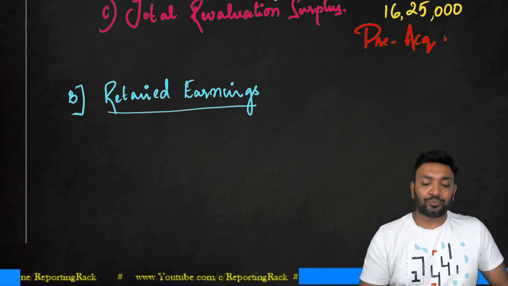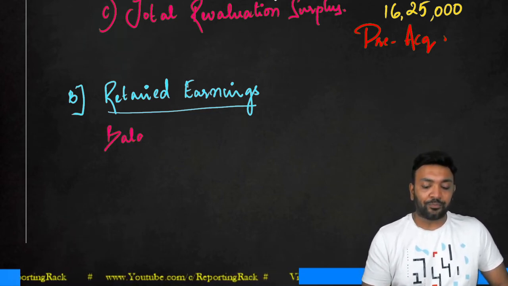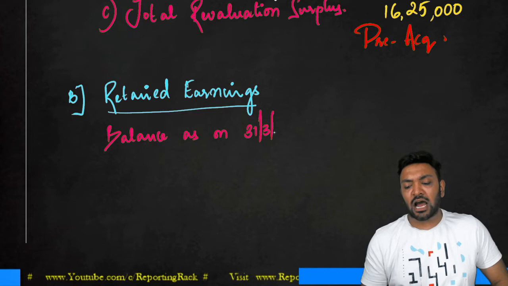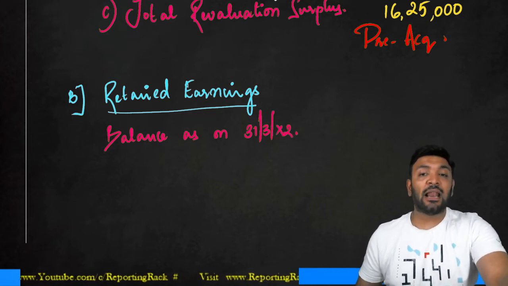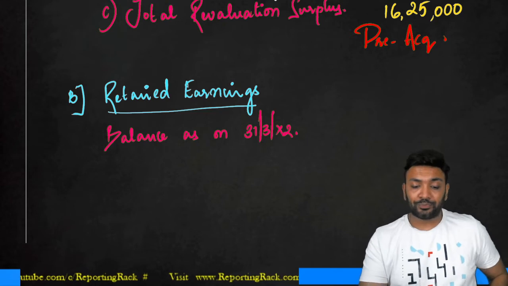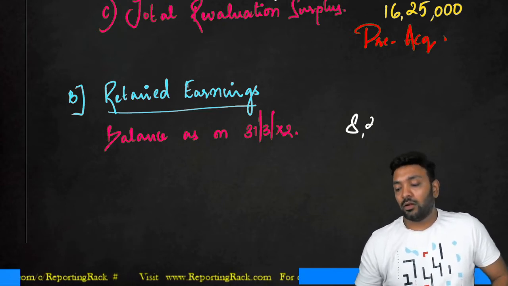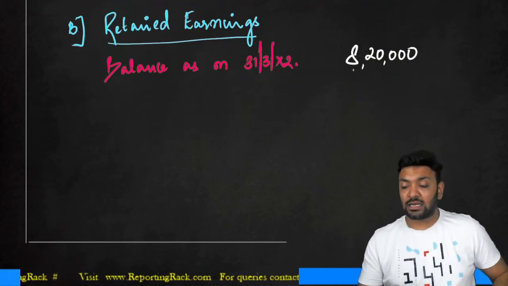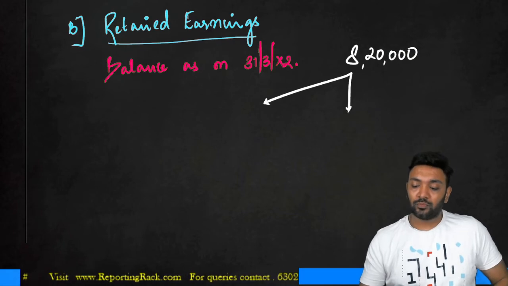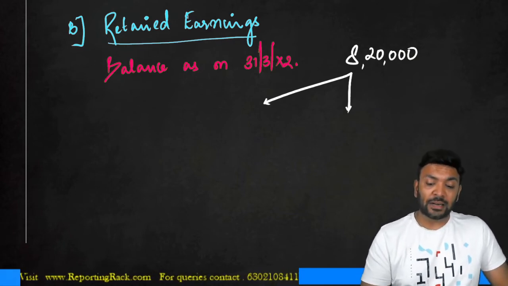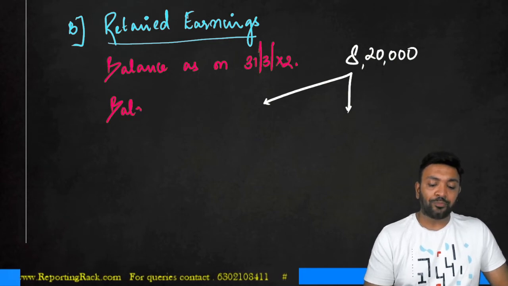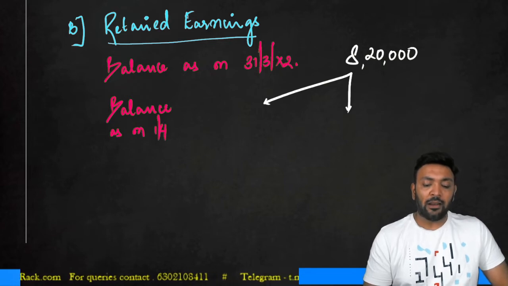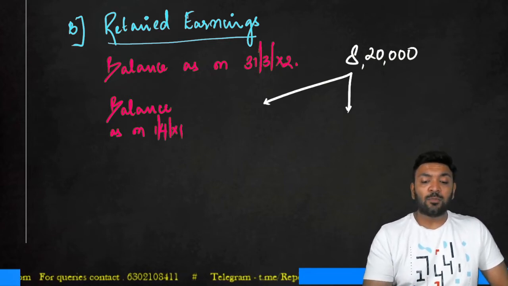Always start with the balance as on balance sheet date, 31st March. How much was the balance on your balance sheet date? It was 8 lakh 20, 8,20,000. Out of this 8,20,000, I'll pull two arrow marks. The first arrow mark will represent my balance at the beginning of the year. Balance as on 1st of April, at the beginning of the year, this balance was 3 lakhs.